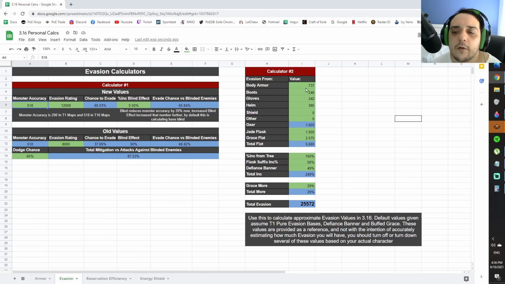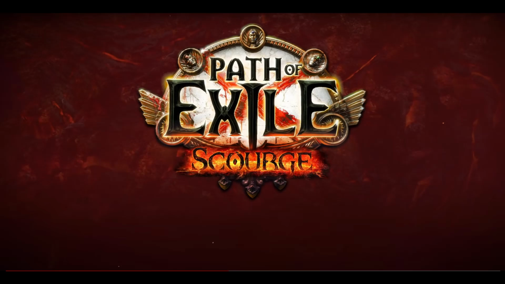The second calculator is similar to the armor calculator, where we're just making a bunch of assumptions and listing the tier 1 values for various things. You're getting a Jade Flask of Reflexes, I believe, a Defiance Banner, the new buffed Grace, etc., all that sort of stuff, and that gives you a very similar amount of 25,500 evasion in 3.16.